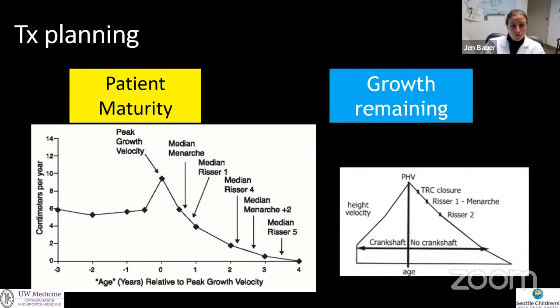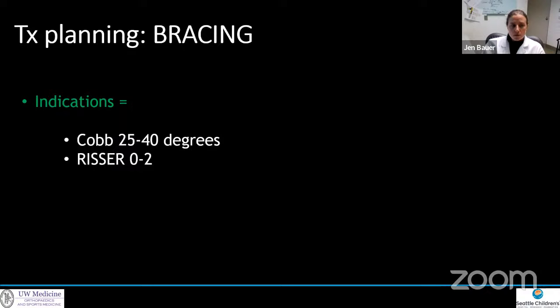So the patient maturity helps to tell us how much growth remaining there is. And then the only other thing that matters is how big is the curve. And we put the two of those together to decide how to treat them. The most basic way that we treat someone is with bracing.